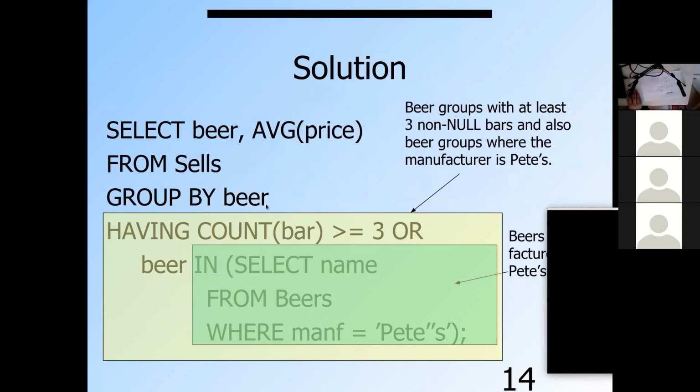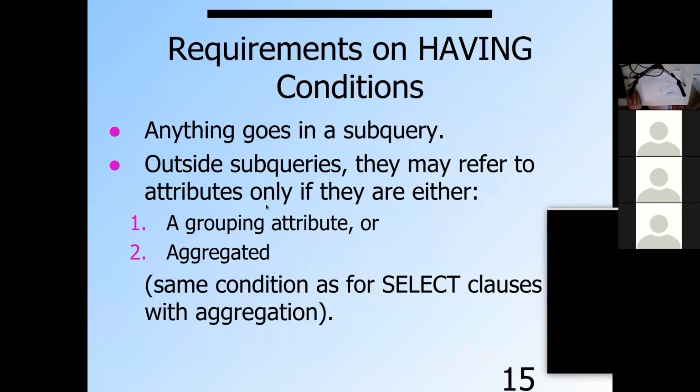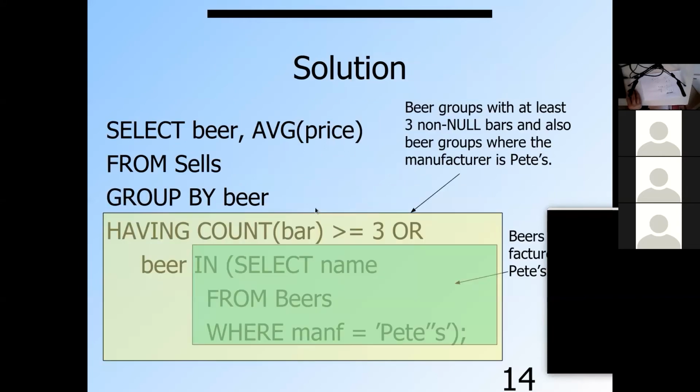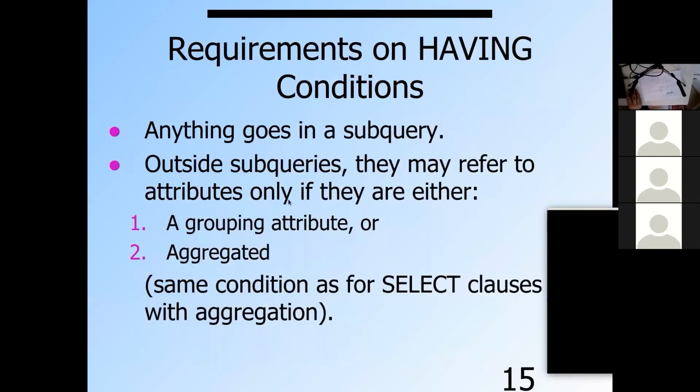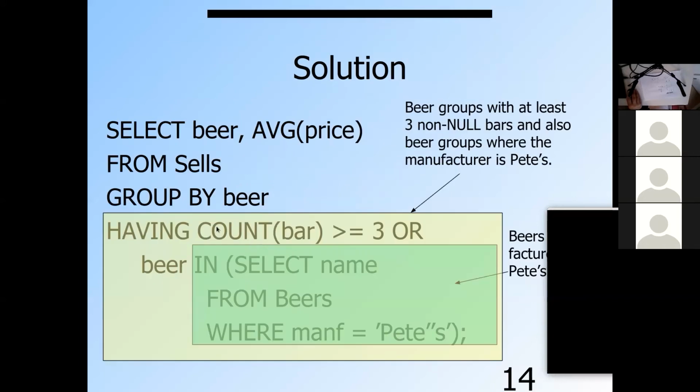So the requirement of having is that anything goes into a subquery. So this subquery here can just be whatever. It's arbitrary. Outside subqueries may refer to attributes only if they are a grouping attribute or aggregated. So the having clause has to be something that you can compute over the group. Put it that way.